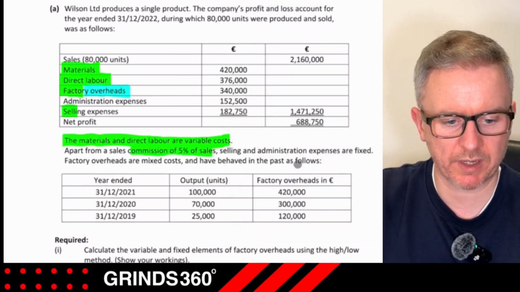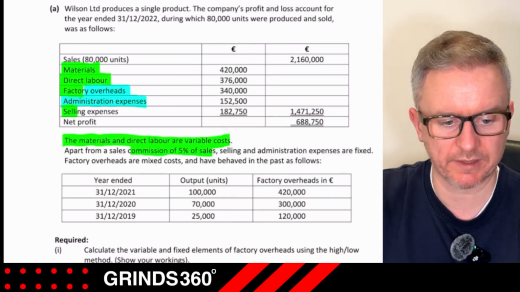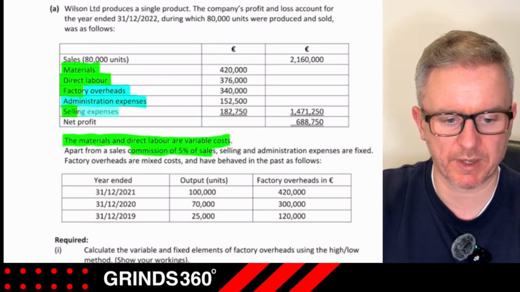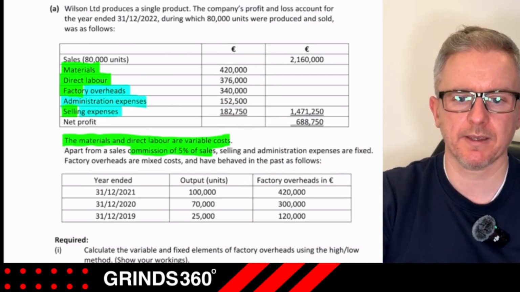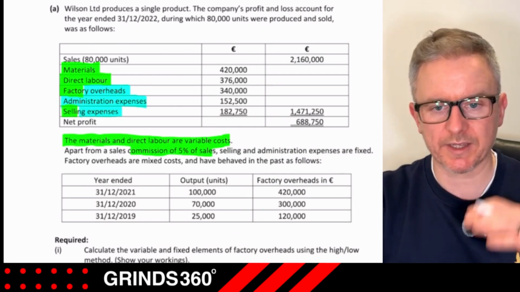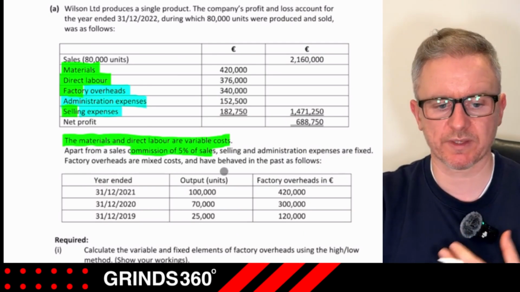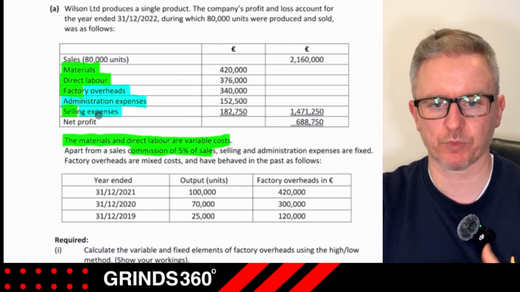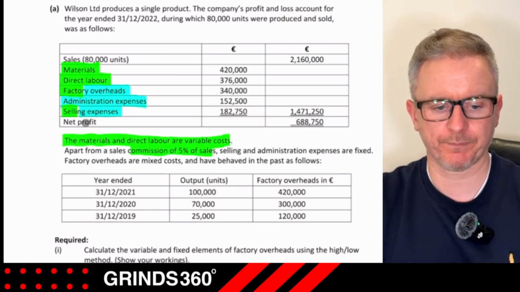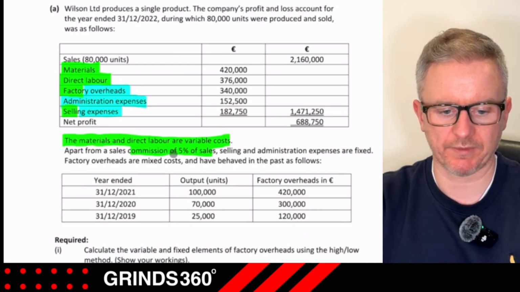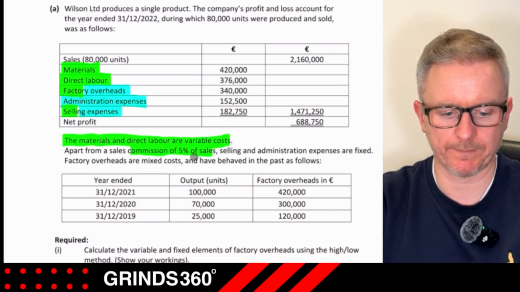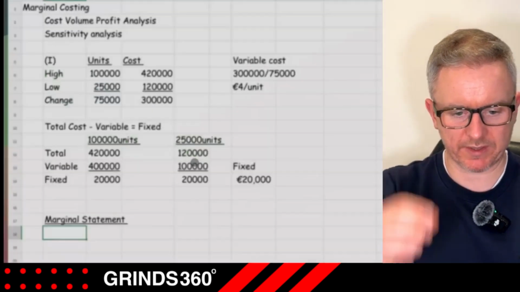So we have our fixed part. Our admin is completely fixed, and then the selling expenses, part of the selling expense is going to be fixed. Now that's a really, really common mistake that students miss that part. They forget to subtract the commission that they have calculated here when they were told 5%. So let's get that marginal statement put together then.